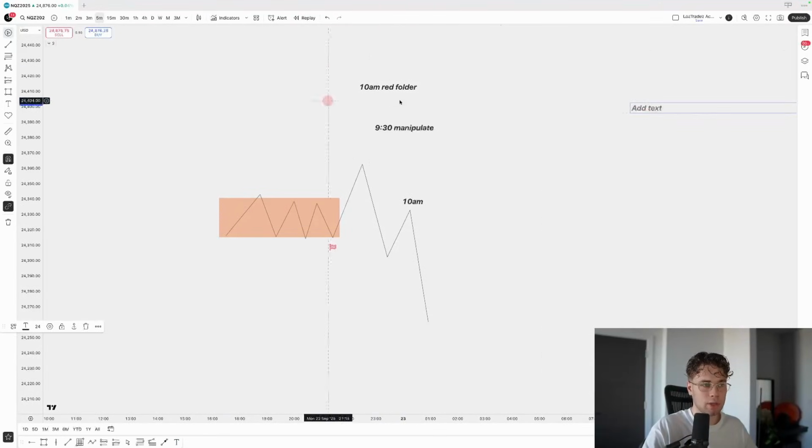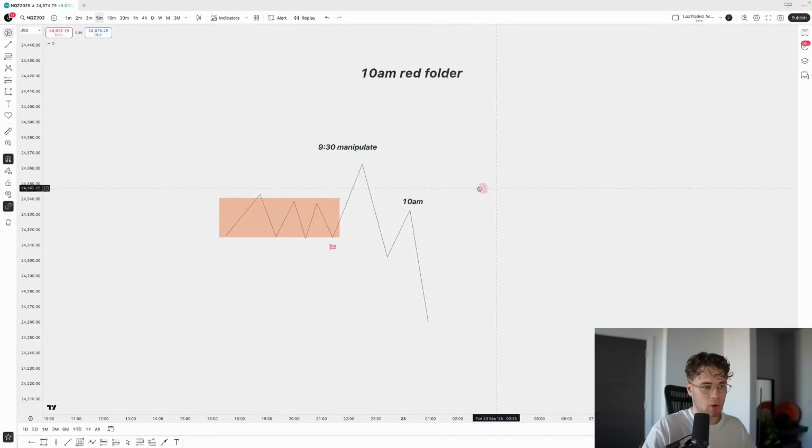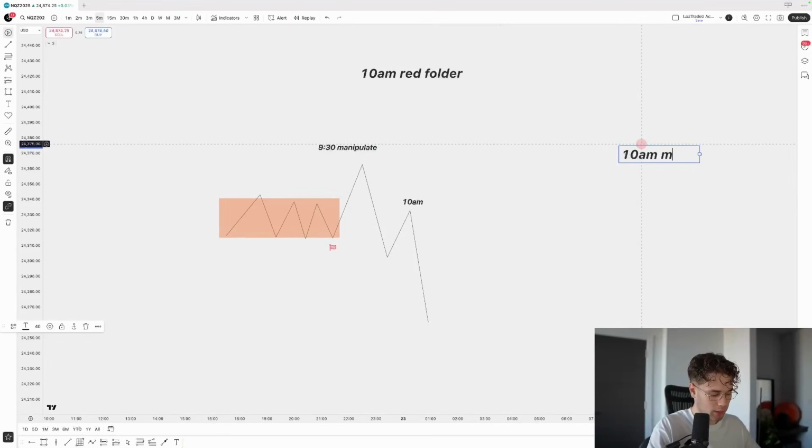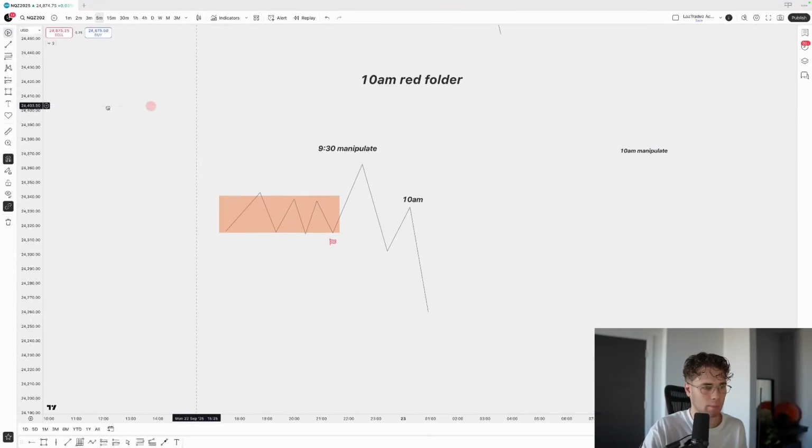So again, under this scenario, which is 10 a.m. red folder, I'm going to make this a bit clearer. This is our scenario. We can see 9:30 manipulate, or we can see 10 a.m. manipulate, all right? So there's a scenario where you can see 10 a.m. manipulate price against your bias to trick people into the market only to distribute it lower, okay?